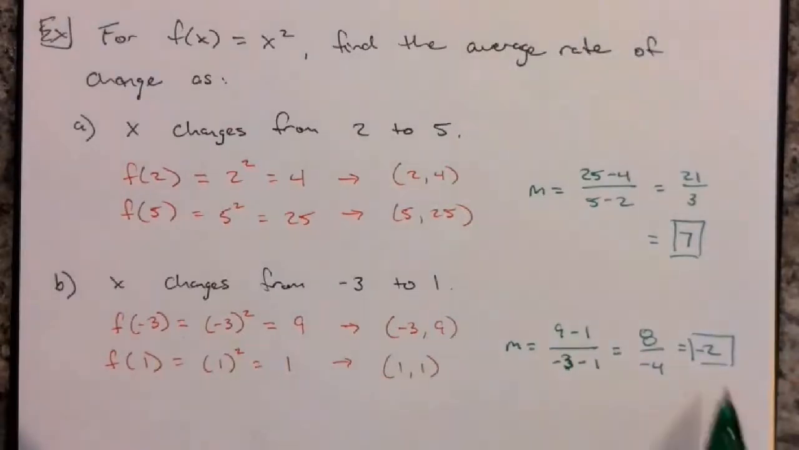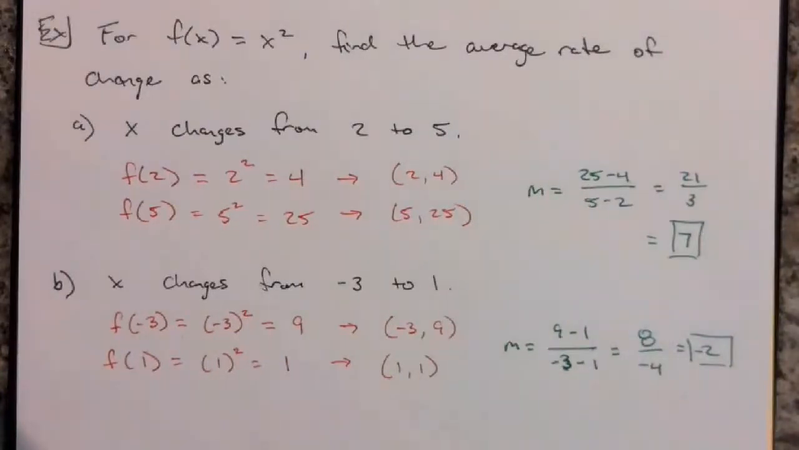So in this case, the average rate was negative. In this case, the average rate was positive. This is a negative slope. This is a positive slope. Remember, this is the average rate of change. It's not the exact rate of change between points. It's the average between them. Let's look at an application of this.